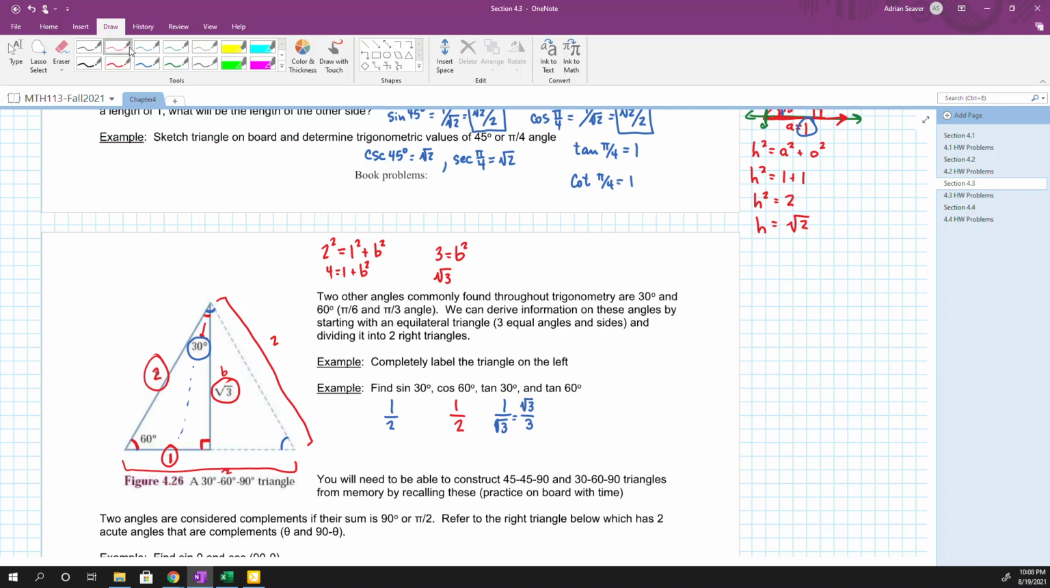And then finally, for tangent of 60 degrees, it's going to be opposite, which is square root of 3, divided by the adjacent side, which is 1, so it's just square root of 3.